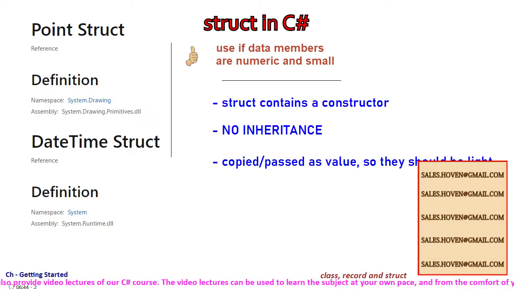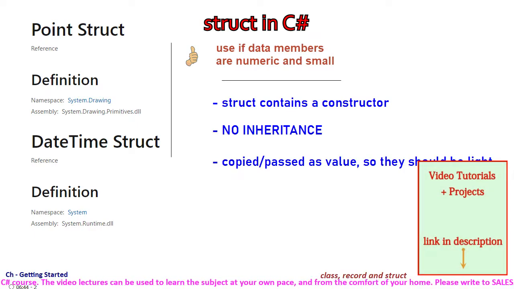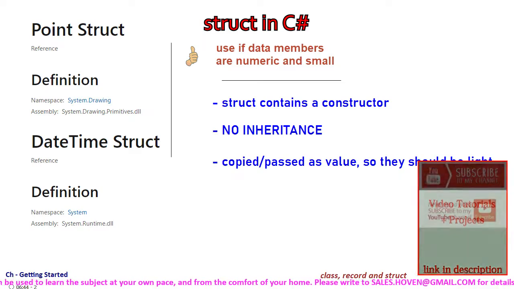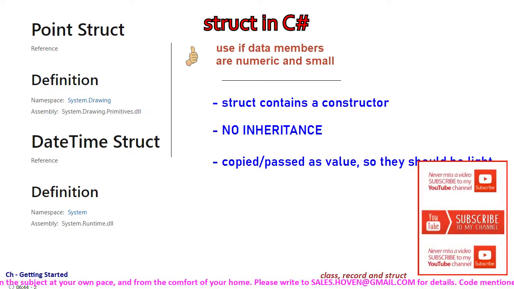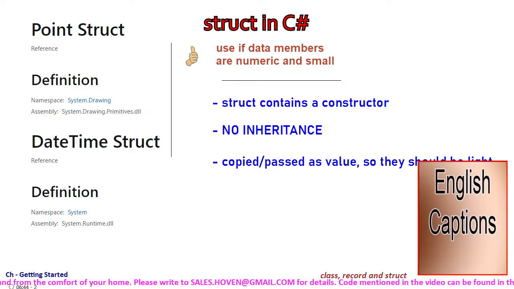Structs are copied as value when passing as arguments to functions and methods. They contain their own data. That is why we suggest that they should always be kept light. They should only be used when you have integral data.